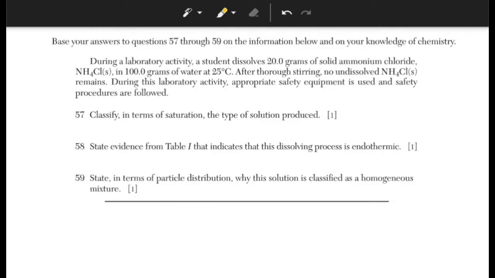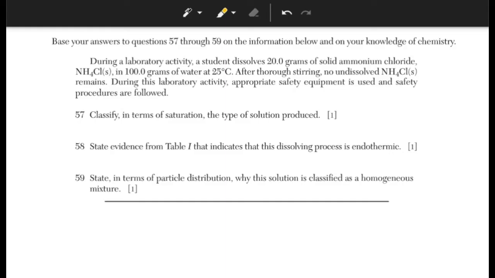During a laboratory activity, a student dissolves 20 grams of solid ammonium chloride in 100 grams of water at 25 degrees Celsius. After thorough stirring, no undissolved solid ammonium chloride remains. During this laboratory activity, appropriate safety equipment is used and safety procedures are followed. Classify, in terms of saturation, the type of solution produced.